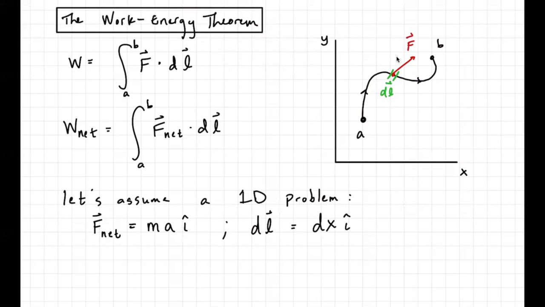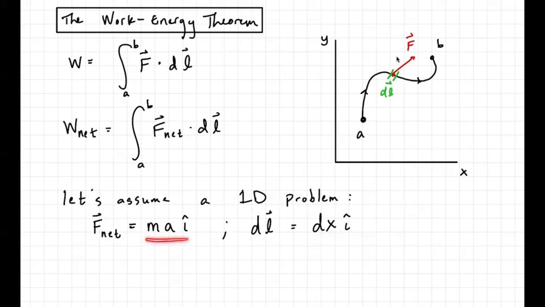As an aside, you can see how we would generalize. If we wanted to generalize, we would add another term here. We would make this m a_x i hat plus m a_y j hat. And similarly here, we'd add a dy j hat. And we can think about how that would work out at the end.